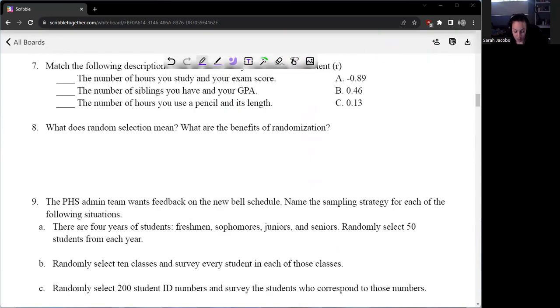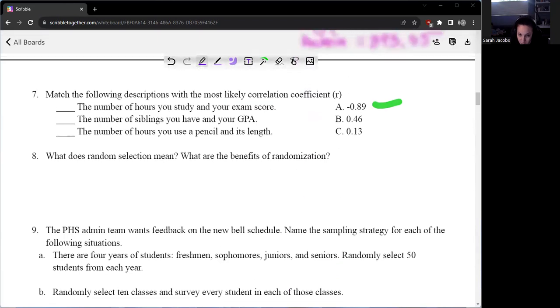Next, match the following descriptions with the most likely correlation coefficient. So we've got one pretty strong negative, one moderately strong-ish positive, and this is very, very close to 0.